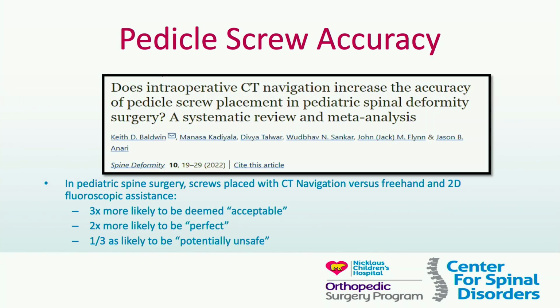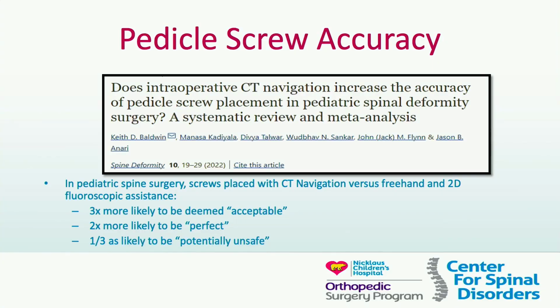And then when you look at pedicle screw accuracy, in this paper they looked at CT navigation versus freehand and 2D fluoroscopic assistance. In their set, they found screws were 3 times more likely to be deemed acceptable with 3D navigation, and twice as likely to be perfect. And they were a third as likely to be potentially unsafe. And again, you're talking about a very small number of unsafe screws and clinically relevant mistakes that happen in any of these groups.